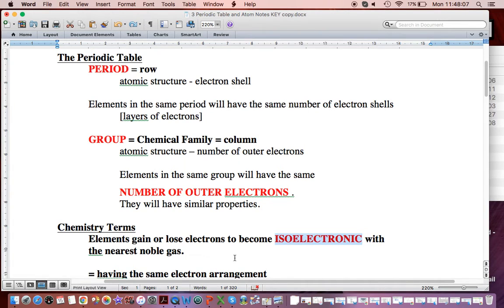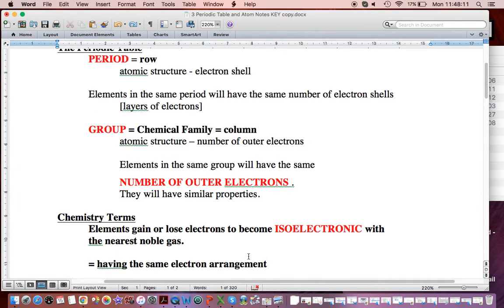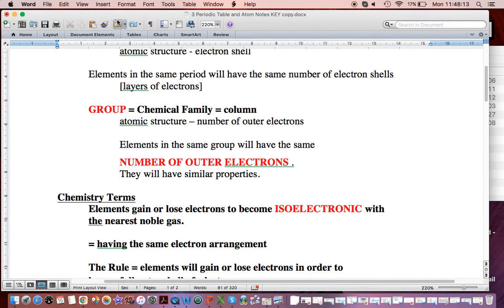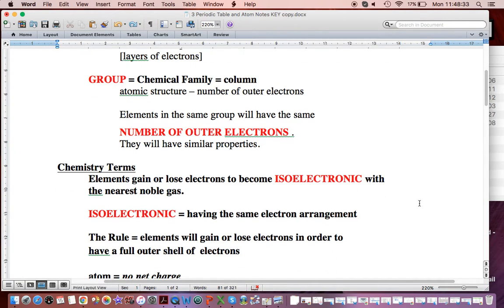So elements gain or lose electrons to become isoelectronic with the nearest noble gas. So that's a nice 25-cent word. Isoelectronic, you have to write out again, means having the same electron arrangement. So you can see electrons in the word, that makes sense, and iso means the same. You might have seen this isosceles triangle in math, and that just means two sides of a triangle are the same.